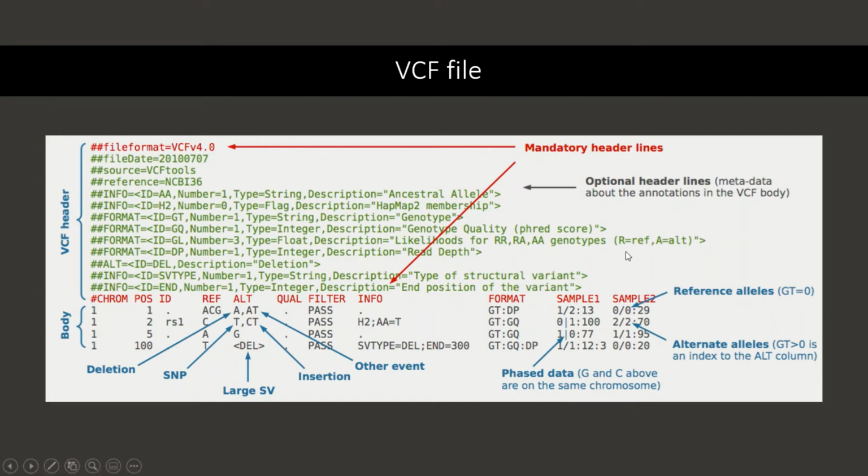And also here is the VCF file format. Some information is the same as in pileup, like chromosome, position, reference genome, but we also have information about genotype and alternate alleles and so on.